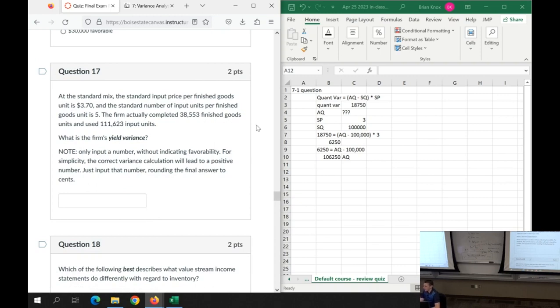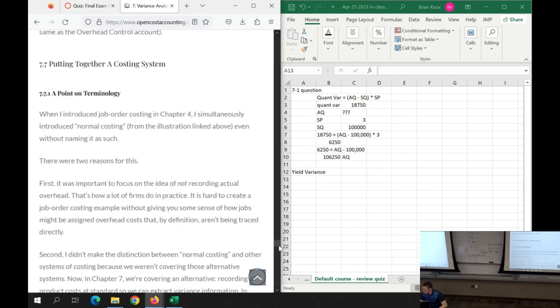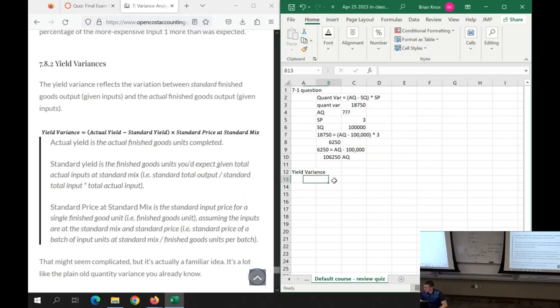Okay, yield variance. Oh, we didn't do anything for the fixed overhead variance. Yield variance. All right, if I'm doing yield variance questions, I'm going to have the yield variance equation written in my notes. Actual yield minus standard yield times standard price at standard mix.